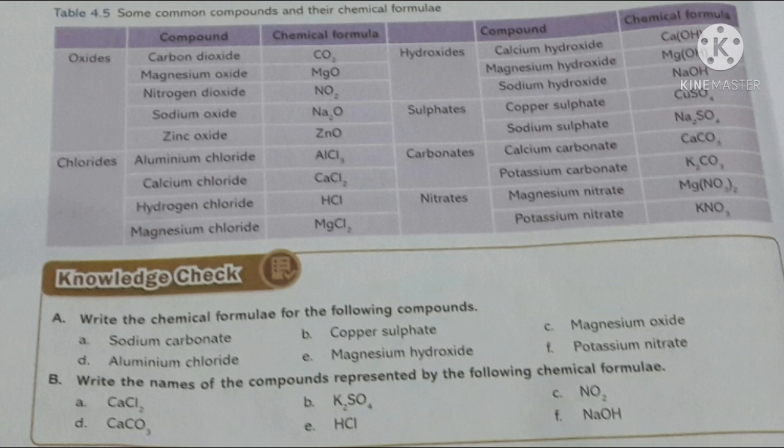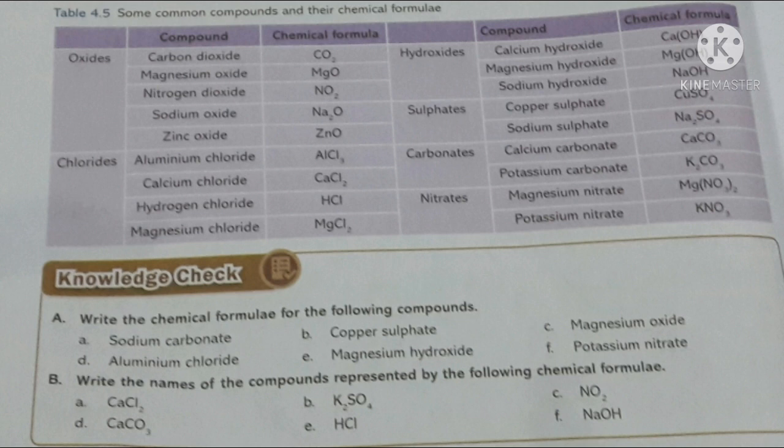Now children, we have to write chemical formulae for the following compounds. Sodium carbonate: the formula is Na2CO3. Copper sulfate, its formula is CuSO4. Magnesium oxide, MgO. Aluminum chloride, AlCl3. Magnesium hydroxide, Mg(OH)2. Potassium nitrate, KNO3.